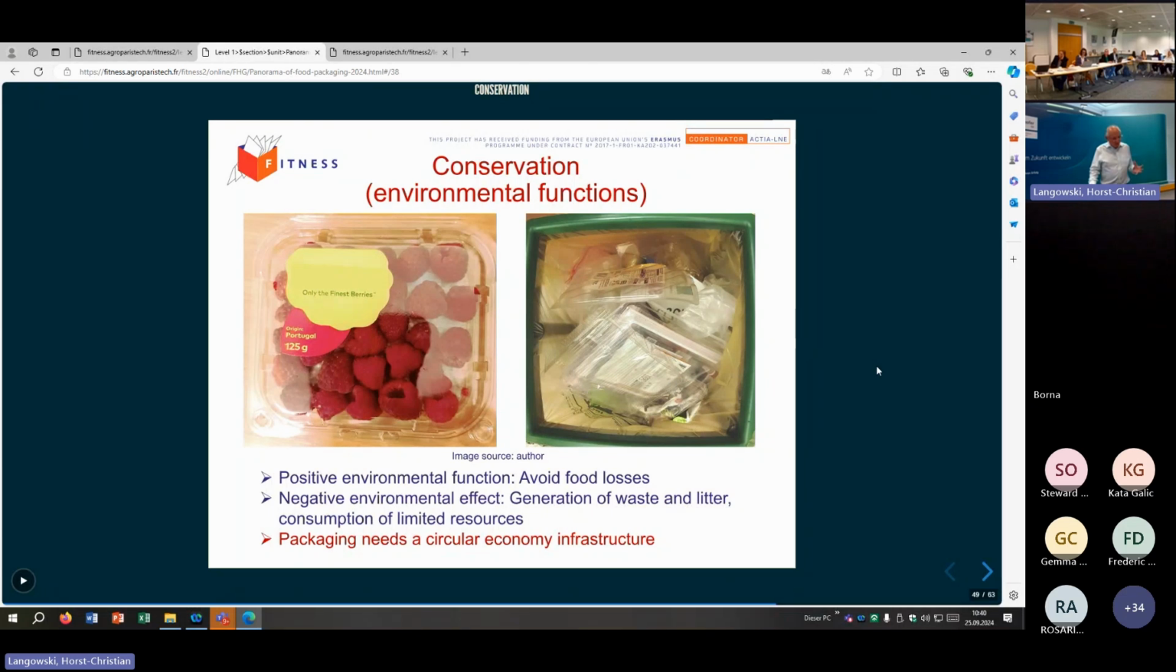Conservation, the final point. When do we talk about the conservation effect of packaging? As I said several times, it's to avoid food losses. On the other hand, we create waste and litter. And this is the current problem we have to solve. People say a circular economy infrastructure will help there. Yes, it will. But it's also the action of the consumer that may help there.